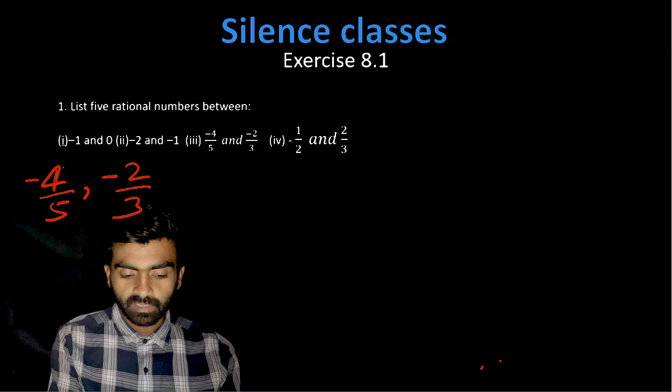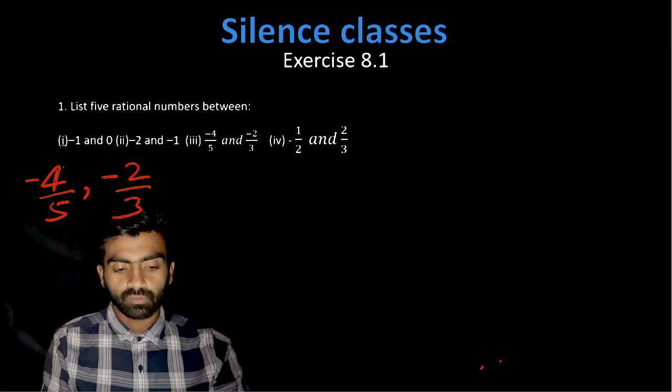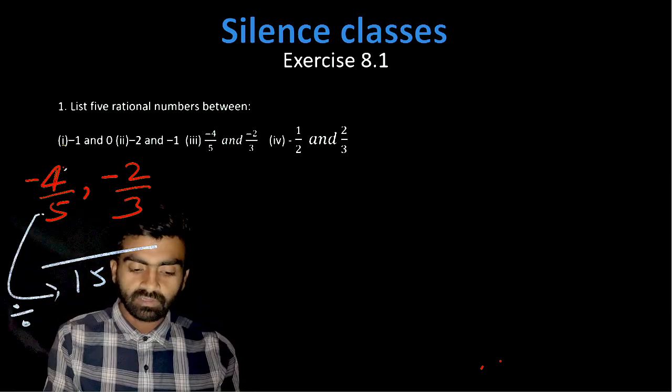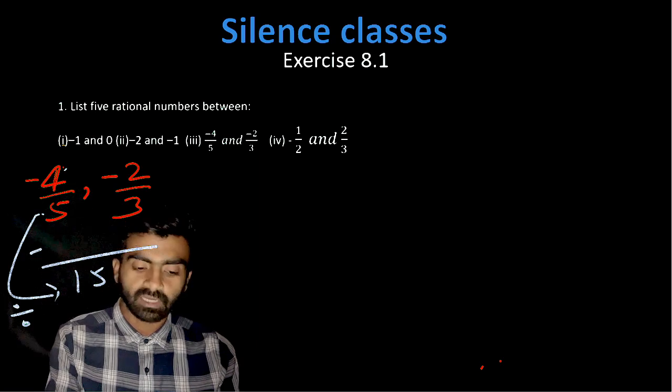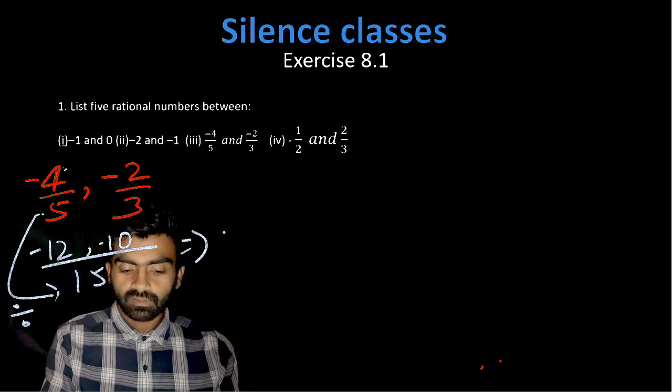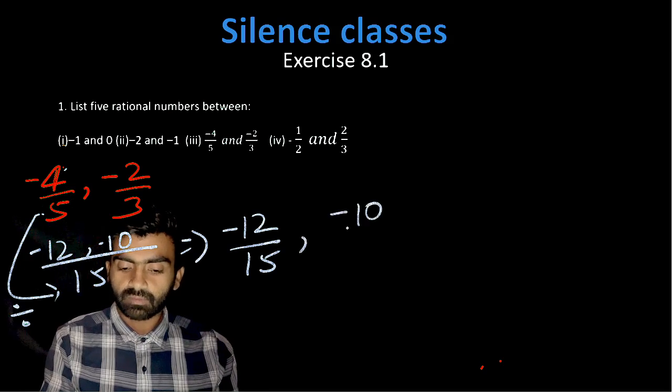We take the LCM, which is 15, because 5 and 3 do not come in a single table. For the first, 5 threes are 15, so we divide 15 by 5 to get 3, and multiply by minus 4. So 3 fours are 12, minus 12. For the second, 3 fives are 15, so 5 multiplied by minus 2 is minus 10. So we get minus 12 upon 15 comma minus 10 upon 15.